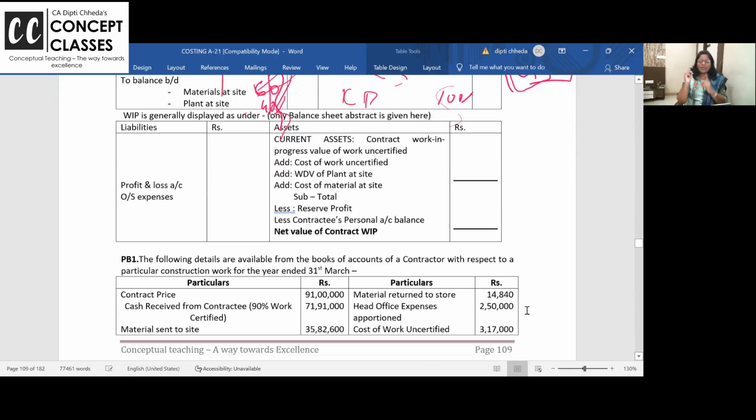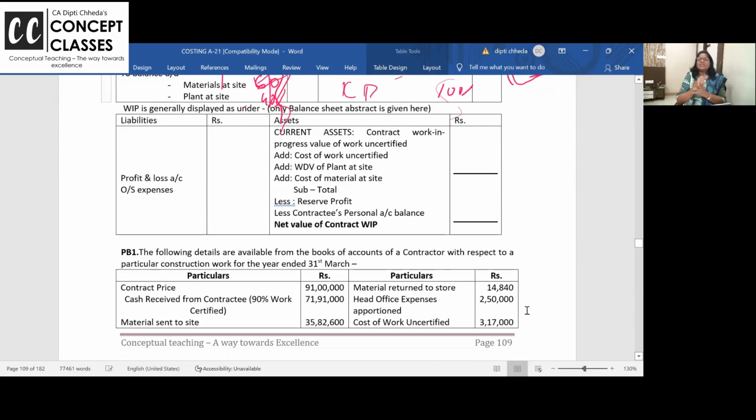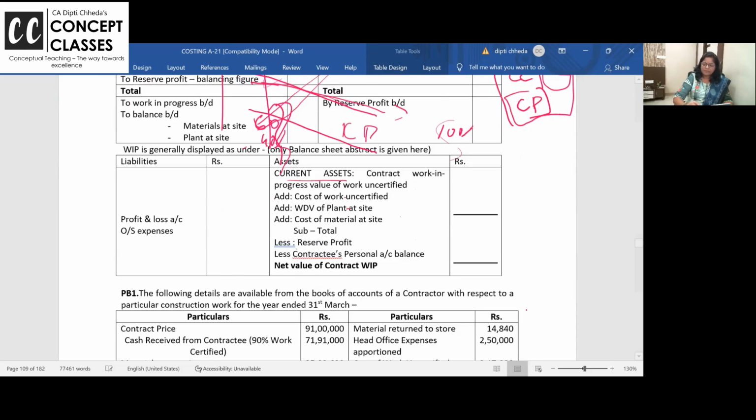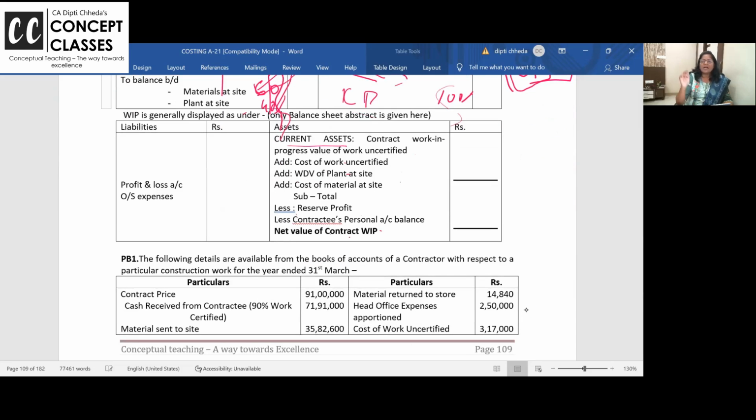Yes? Right. Only once in an exam they have asked how you will show this work in progress in your balance sheet. So it is like a current asset. For me, the contractor, all my sites are like current assets. So you show the work certified, work uncertified, closing value of plant, material at site, and less reserve profit. Reserve profit is the profit which is not yet earned. Only profit which is transferred to the P&L account is earned. Reserve profit is brought down. Less contractee's personal account. So this is all about current assets. On this side you have P&L account, outstandings and all. This is just an abstract. You don't have to tally the balance sheet.